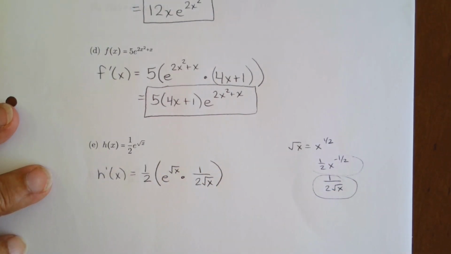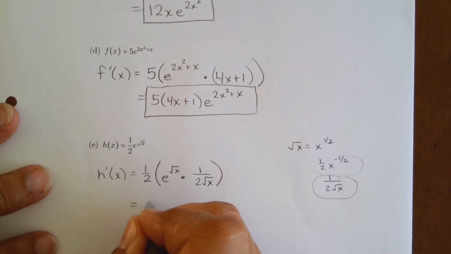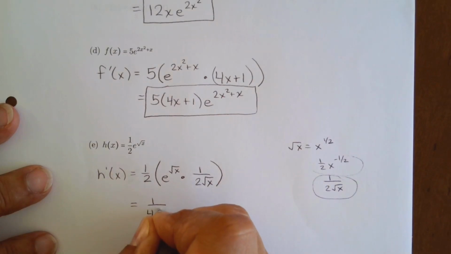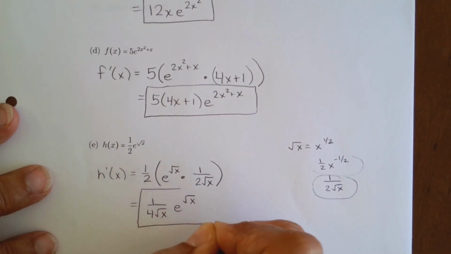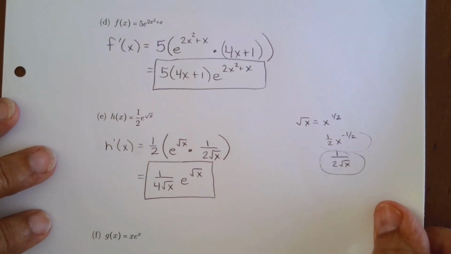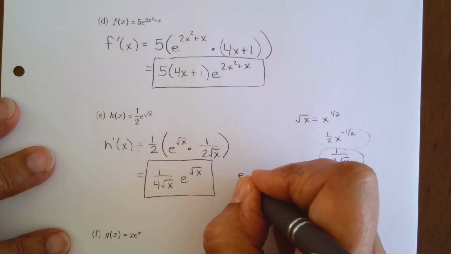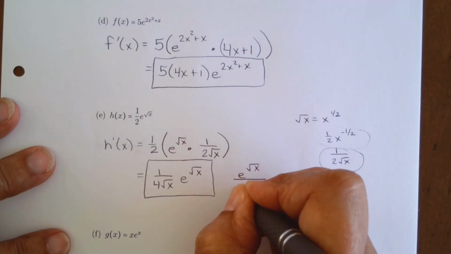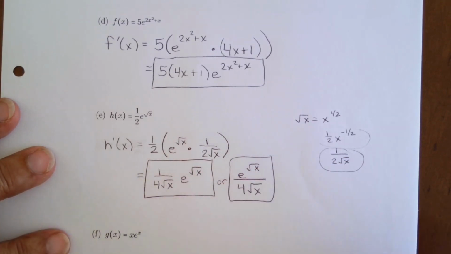All right, now if you want to combine this, all of this is in the bottom, so we could write 1/4 square root of x times e to the square root of x. We could simplify it that way. Okay? You can actually write the e to the square root of x in the top if you want. This is the same thing as this. Either of those is fine.